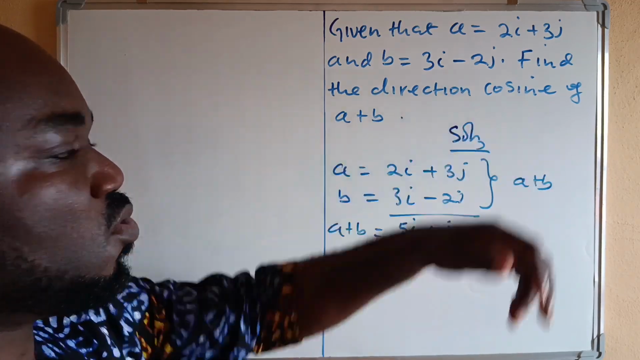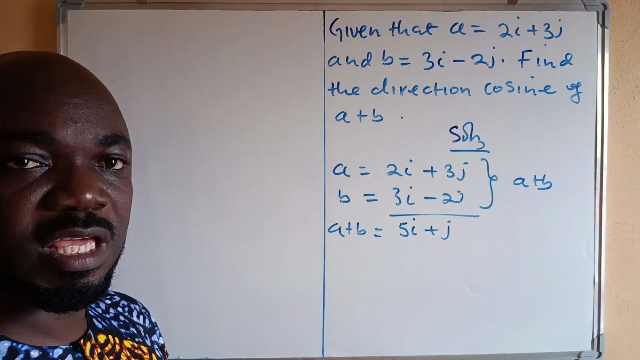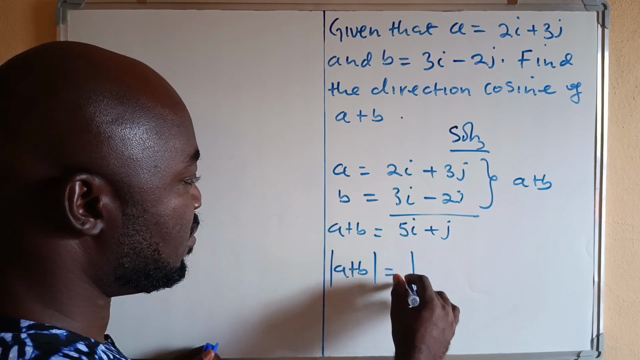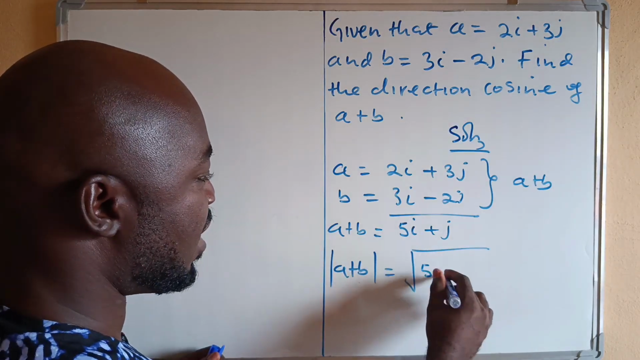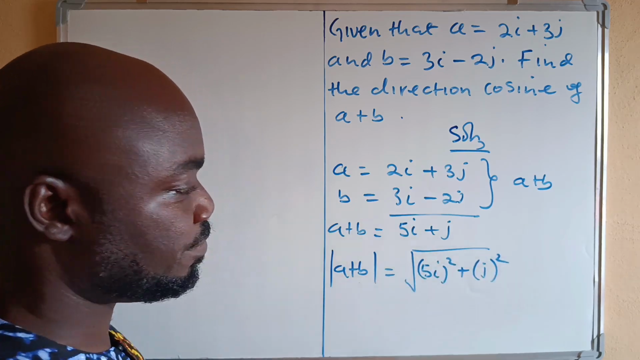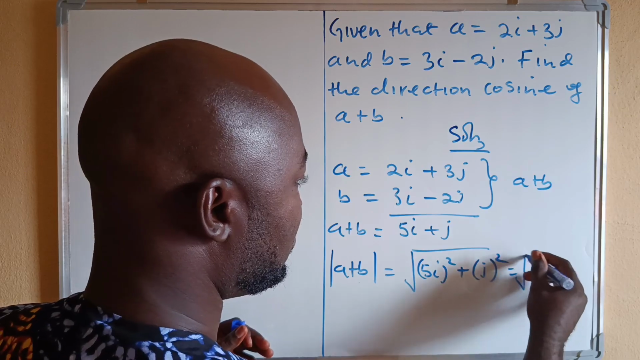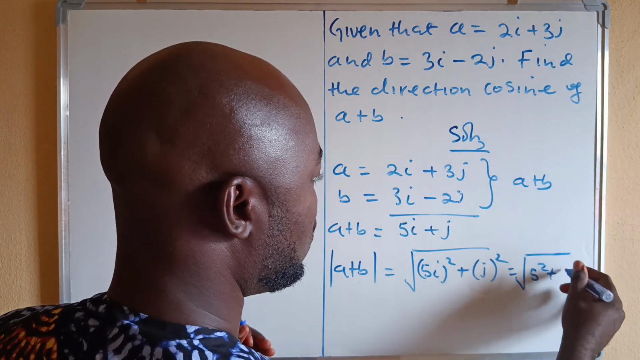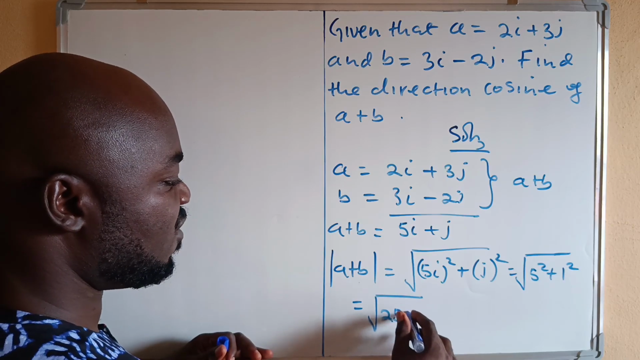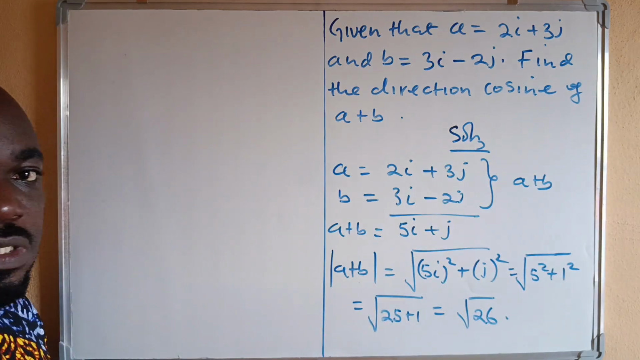Now we are asked to find the direction cosine of A plus B. So first we are going to get the modulus of this A plus B. So the modulus of A plus B will be 5 squared plus 1 squared, and 5 squared is 25, plus 1 gives me 26. So we have root 26. So that becomes the modulus.